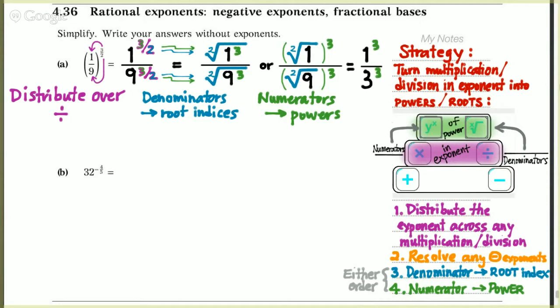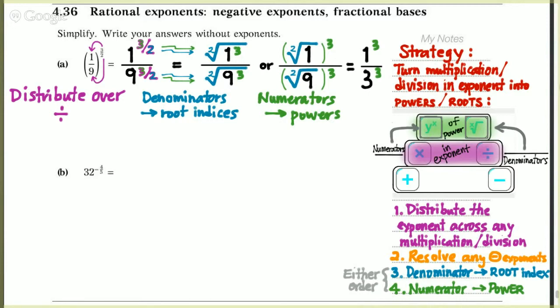That works just because multiplication is a commutative process. And so if I want to multiply by 3 and divide by 2, that's the same as dividing by 2 and multiplying by 3. So whichever order we do it in will still give us the right answer. So the easier way to do this is to think of it as the roots first. So I'm taking the square root of 9 and the square root of 1, and then taking those numbers and raising them to the power 3.